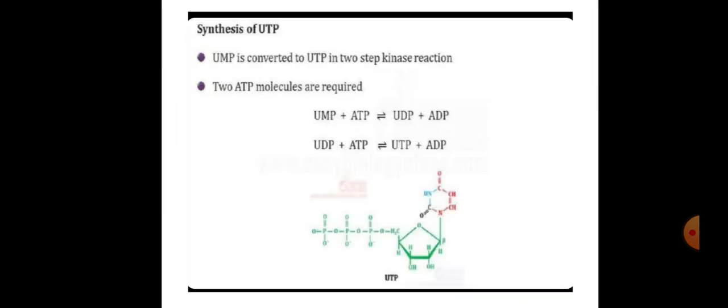Next, the synthesis of UTP, uridine triphosphate. UMP is converted to UTP in a two-step kinase reaction. Two ATP molecules are required. Here UMP, with the help of ATP, will be converted into the UDP, and ATP is dephosphorylated to ADP. Then UDP is converted into the UTP, and that is the step where the UTP is formed.